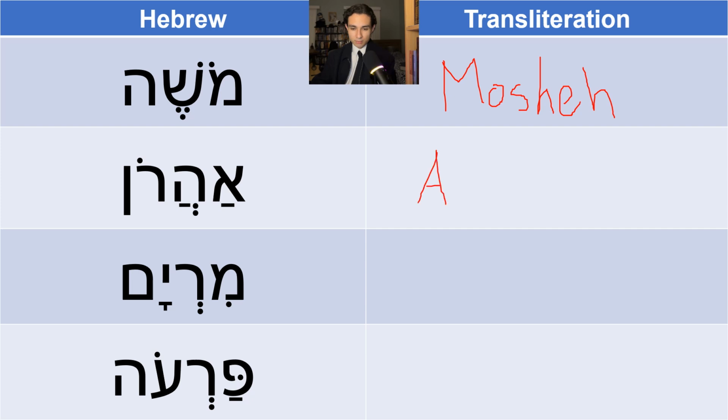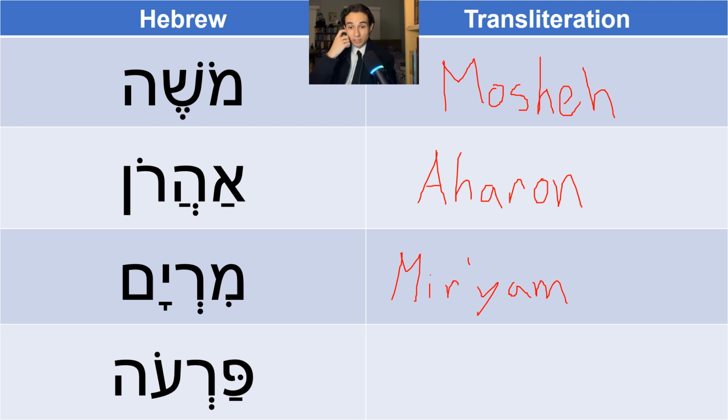Next, Aharon. Miriam. And here the name is transliterated as Mary later on. So if you recall figures like the mother of Jesus, her Hebrew name would have been Miriam.